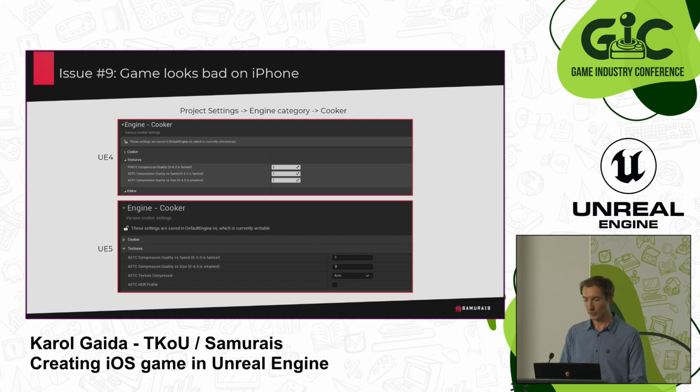PVRTC is the default texture compression format for iOS devices, but starting with the iPhone 6, Apple also supports ASTC. That's probably why PVRTC is removed in UE5. Also, Apple's GPU is based on ARM architecture, so make sure to select the ARM texture compressor.